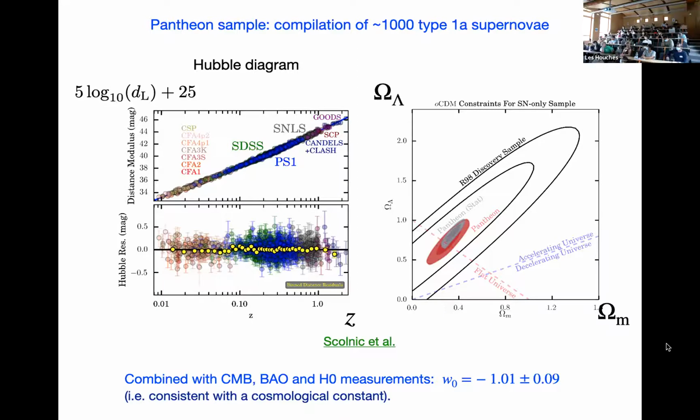You said a second ago that dark energy is looking a lot like a cosmological constant. I don't think I quite understand that. Can you expand on that?